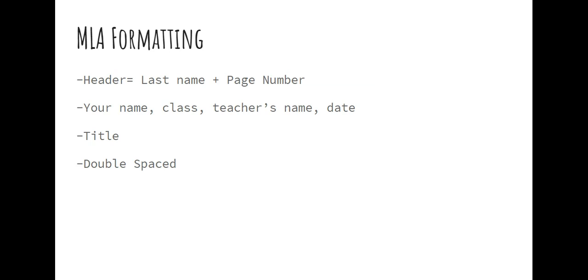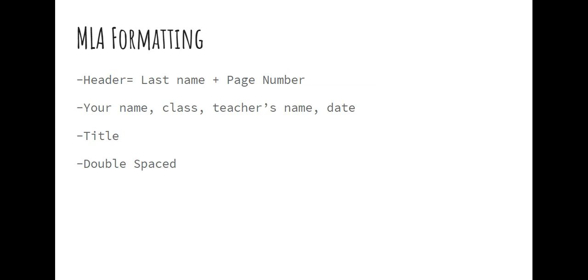Next week we'll talk more about your works cited page and something called parenthetical citation. But this week we're going to stick to the basics. So firstly, you need to have a header. That's something that appears on every page of your paper that has your last name and the page number. I'll show you how to do that in a second.